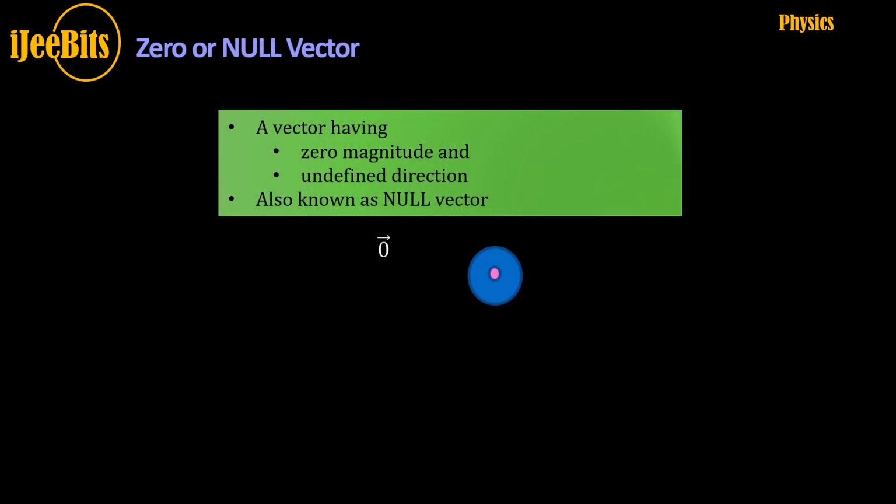Another important concept is the null vector, or zero vector. This plays a very important role while solving vector algebra problems. A vector having zero magnitude is known as a null vector or zero vector. So the direction is undefined. A dot, for example, is a zero vector. So the magnitude is zero, but the direction is unknown. This is how you have to understand the concept of a null vector. Clear? Let's move on to the next topic.